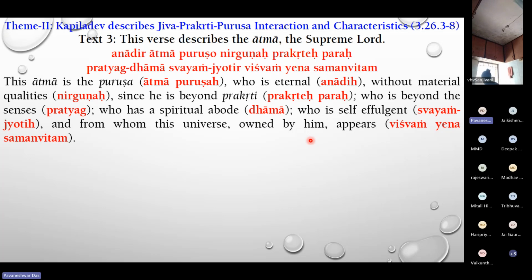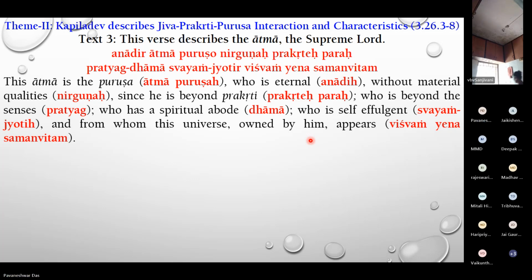Why does he have no material qualities, no qualities of the three modes of material nature? Because he is situated beyond Prakruti. Prakrite Paraha. He is not within the three modes. He is actually situated beyond the three modes.